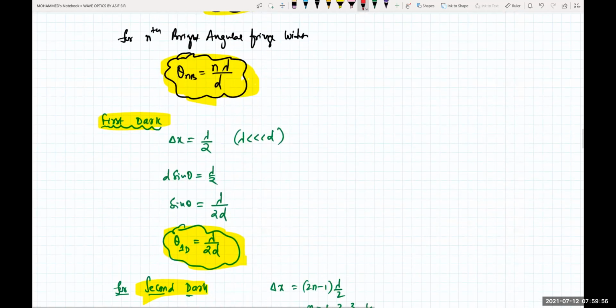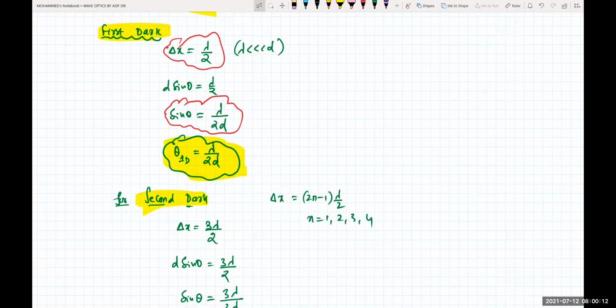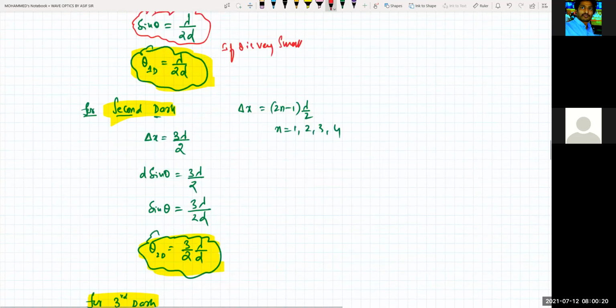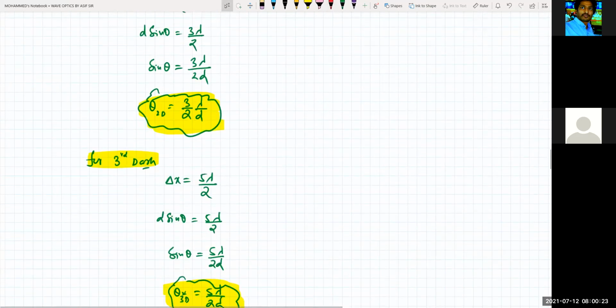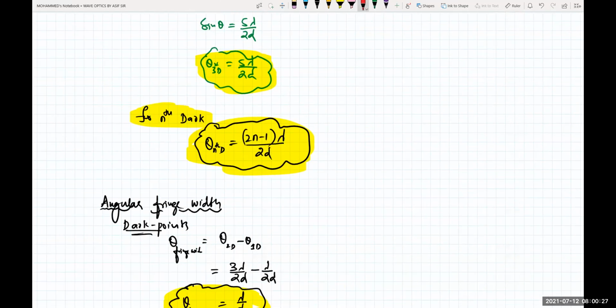Even for the first dark, if I'm taking it, the path difference delta x is equal to lambda by 2. So delta x is d sine theta, so sine theta is lambda by 2d. So theta of the first dark, if theta is very small, is lambda by 2d. Okay, so for the second dark, delta x is equal to 3 lambda by 2. Like that, for the third dark, and so for the nth dark, we get the formula (2n minus 1) into lambda by 2d.